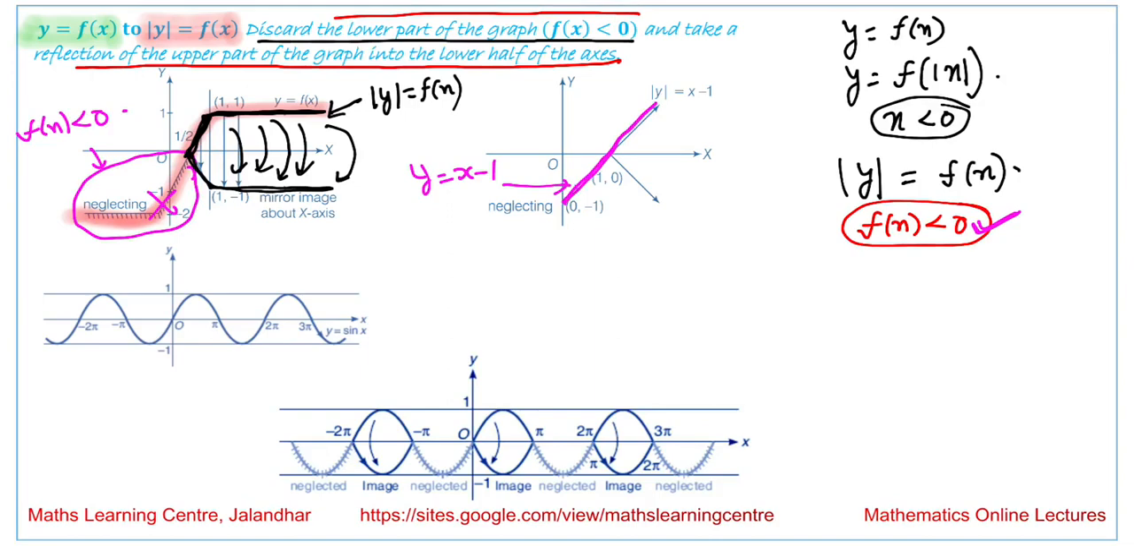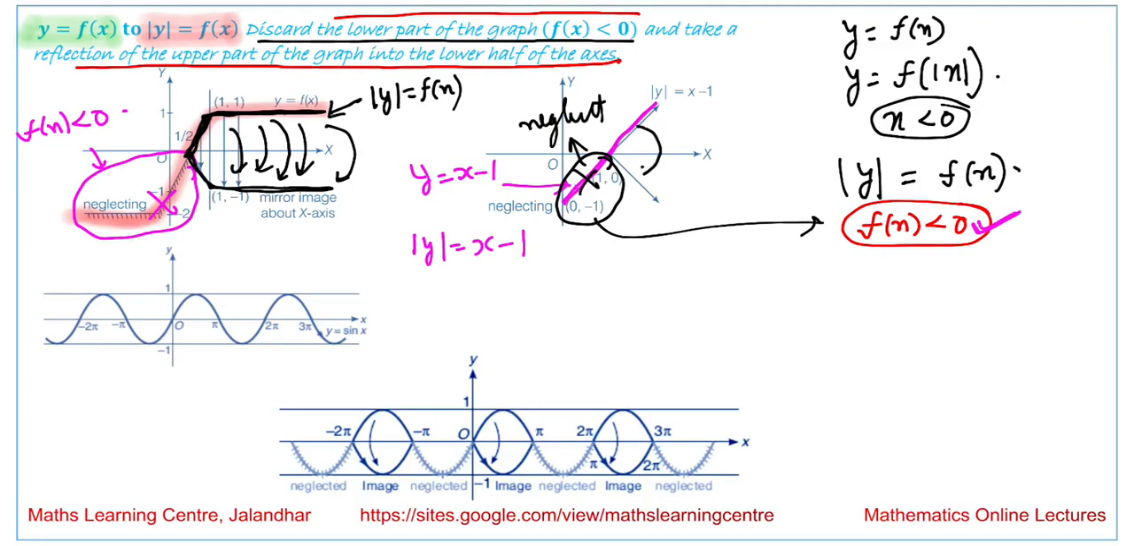If we have to plot mod of y is equal to x minus 1, what we are going to do is neglect this portion, because for this portion f(x) is less than 0. We are going to take the reflection of this portion along the x-axis and we obtain this line over here. So this is the graph for the function mod of y is equal to x minus 1.